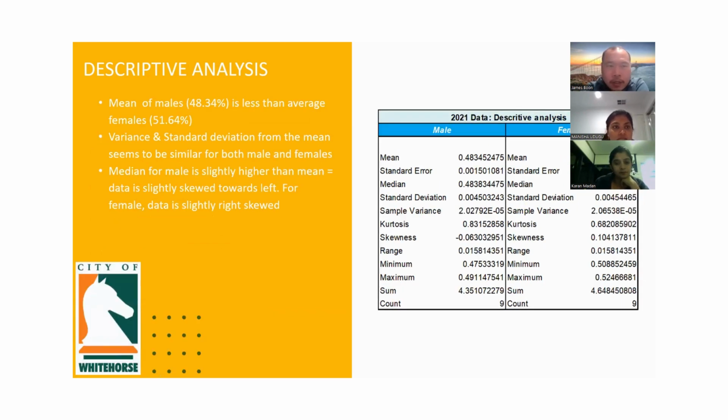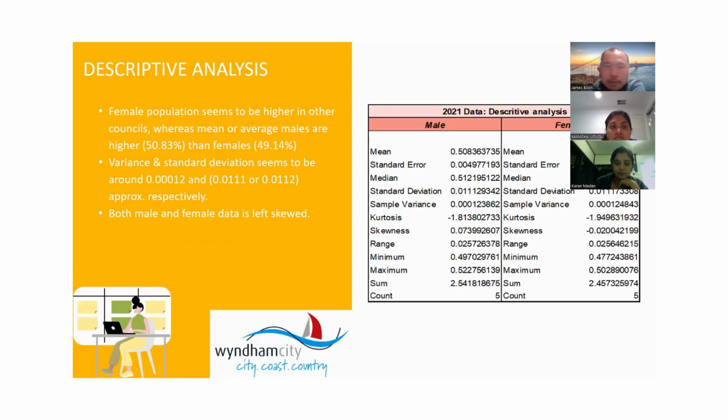For City of Whitehorse, the average of female population is higher than male, and the same for median. For male, the median is slightly higher than the mean, which means the data is slightly skewed towards left, and for female, the data is slightly right skewed. For Wyndham City Council, the female population seems to be higher, and both male and female data is left skewed.